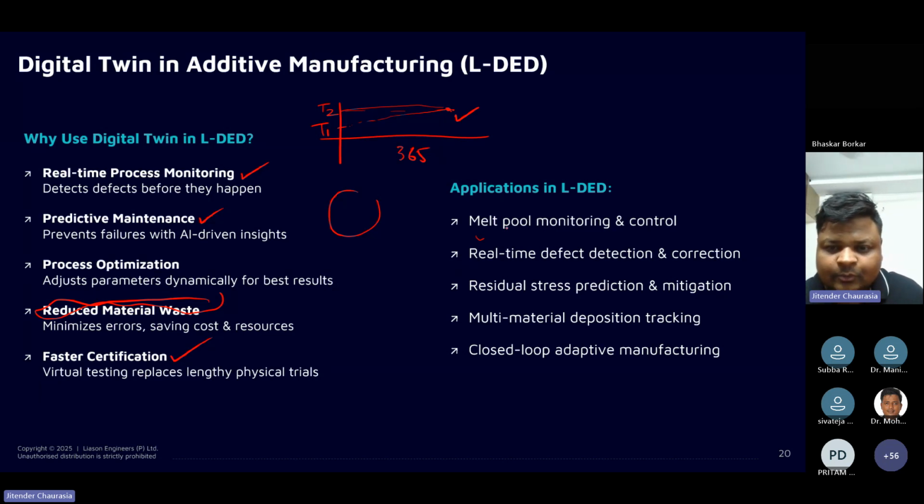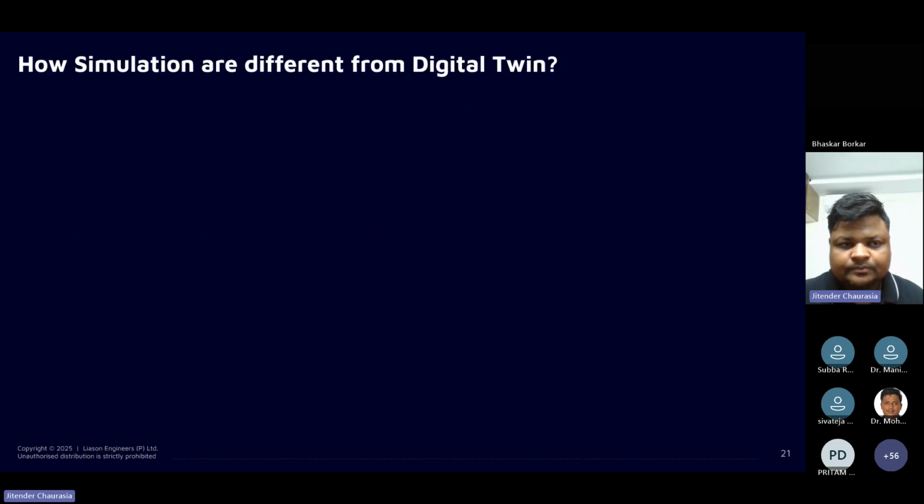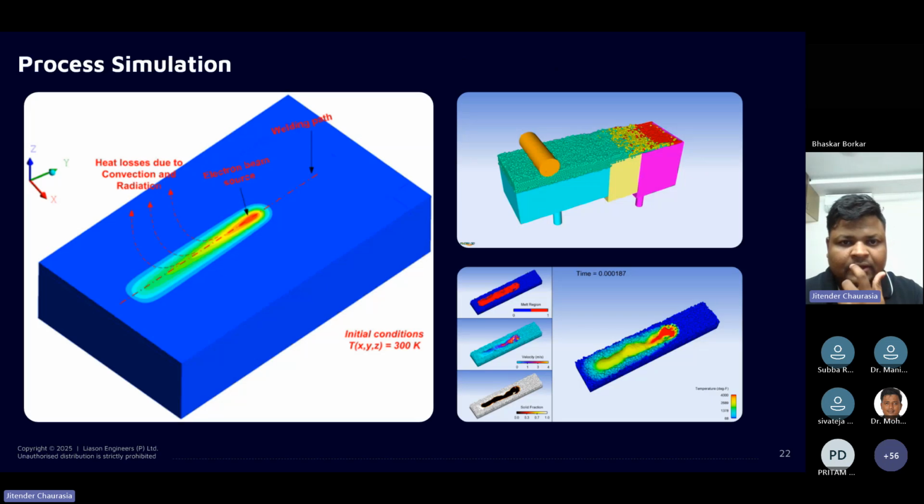So the applications are melt pool monitoring, real-time defect detection, residual stress predictions, multi-material deposition tracking. Even by color, I can put a camera and detect whether copper is coming or SS is coming. Again, it's how we think we can manipulate this kind of software. And again, closed loop adaptive manufacturing, which I explained. So anyway, we have covered this.